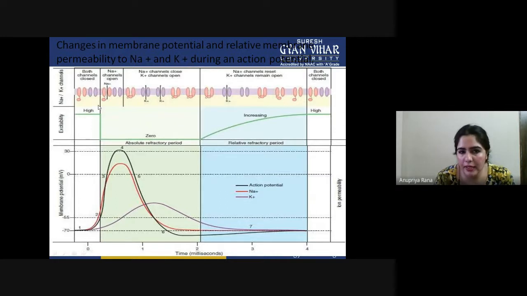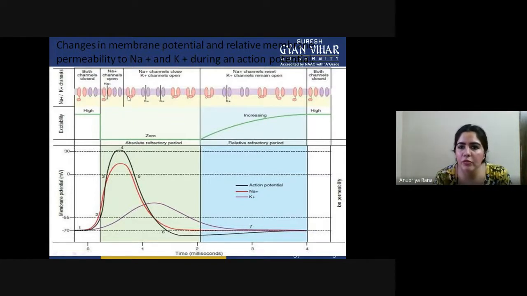Then, a little time after, between 0 and 1 milliseconds, the sodium channels open, and after that the sodium channels close and the potassium channels open. So this is the alternating ion channel action. First sodium opens, then potassium opens, then the sodium channel resets and the potassium channel remains open. In the third phase, the sodium channel resets its position, and the potassium channel remains open.